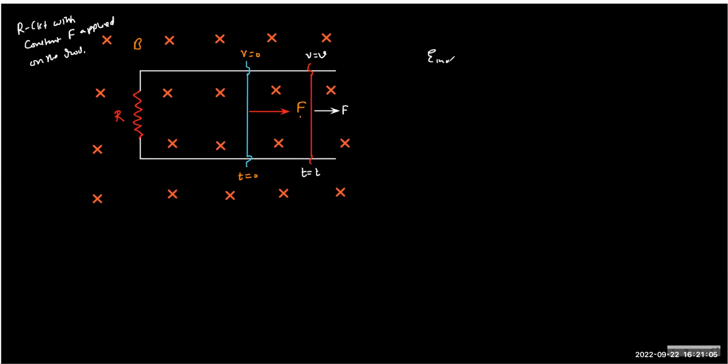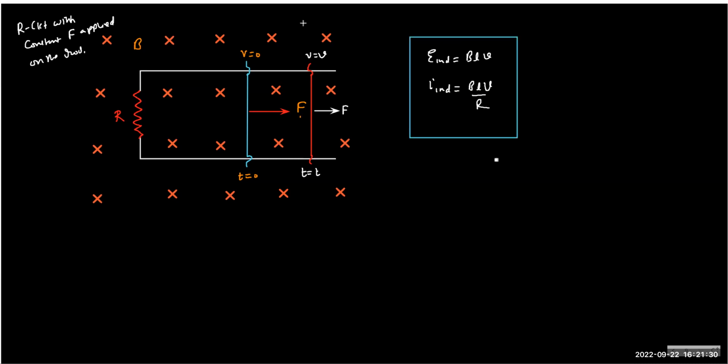So the E induced is always BLV without any doubt. So I induced is always BLV by R for this circuit. I'll make a box, it's really nice to make a box and understand. We have done with one step. The step we are done with is the EMI chapter. After the EMI chapter, we'll go to magnetism.